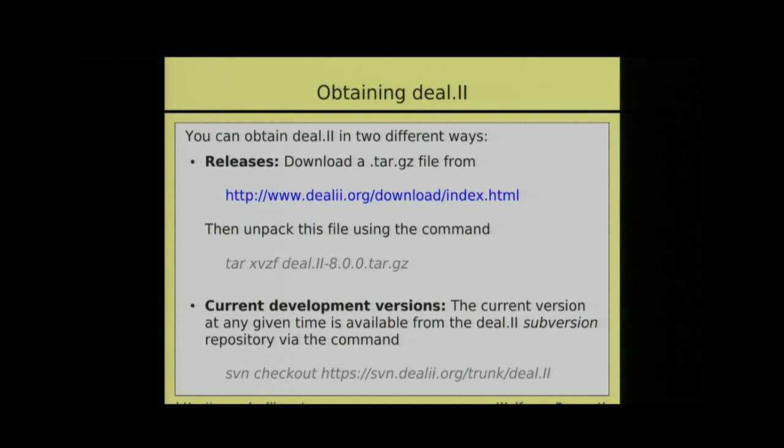What you need is first to go to deal.II.org and follow the link to the downloads. And then what you get from there is a file that we call a tar.gz file. Tar is an old program from the 1970s that is short for tape archive. So it used to be a file format that you use to package all the files in a directory or in subdirectories so that you can archive it onto a tape, which of course we don't have anymore today, but the file format survived.